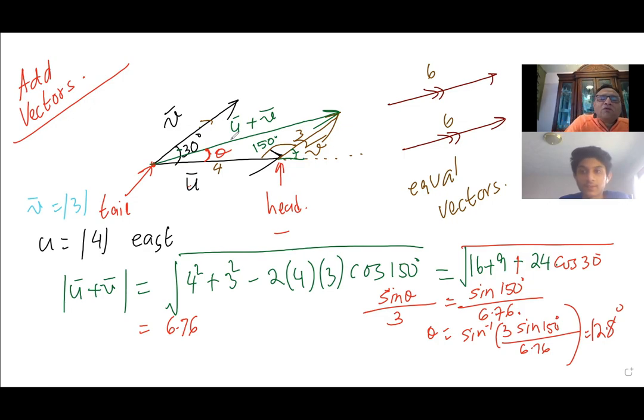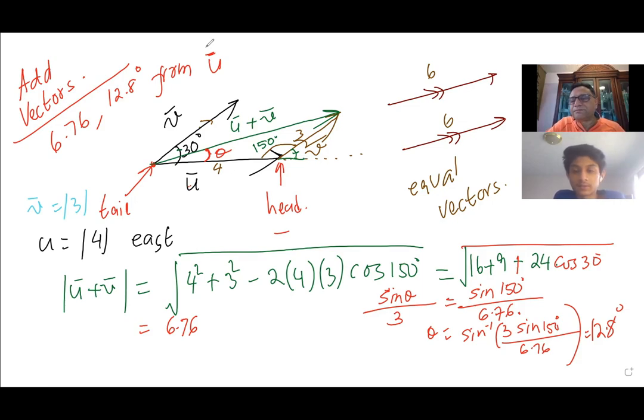And therefore, what is the vector sum of u and v? We can say that the sum is 6.76 and the direction is 12.8 degrees from u, right? Right. Is that clear?